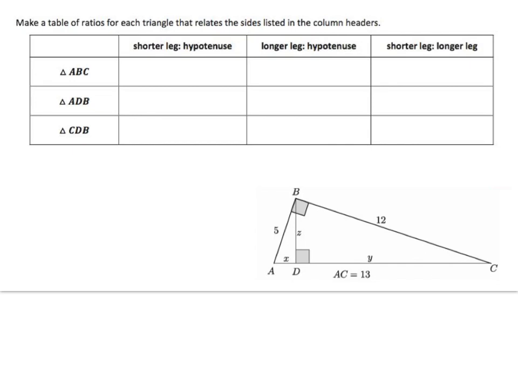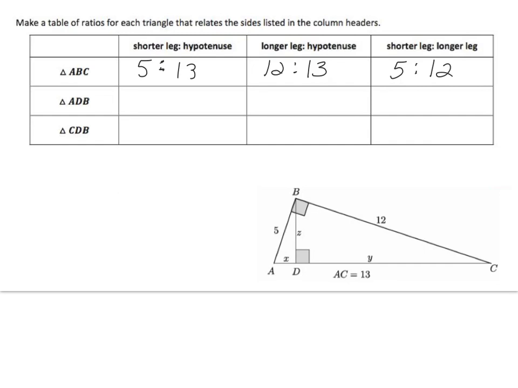For triangle ABC, that's the big one, ABC, our shorter leg is 5. Our hypotenuse is 13. Longer leg is 12. Hypotenuse is 13. And then shorter leg is 5. Longer leg is 12. Okay, keep going.